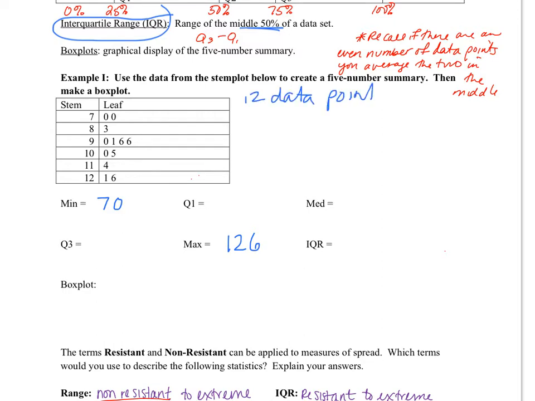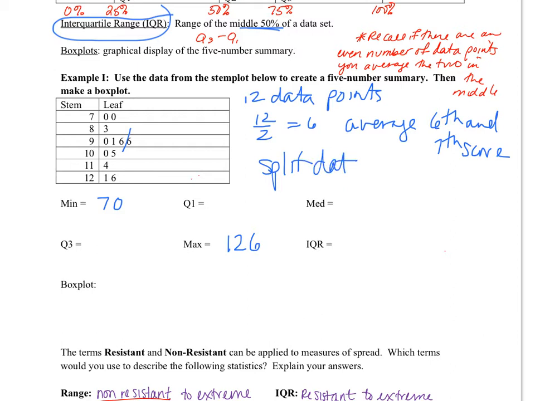Now, if we count, there are 12 data points. So to find our middle value, we would do 12 divided by 2, which is 6. Since that is an even value, we are going to average the 6th and 7th score. So if we look on our chart, 1, 2, 3, 4, 5, 6, that right there is where my median is located. This is going to split my data in half. Okay, so my median is the average of 96 and 96, which is just 96.